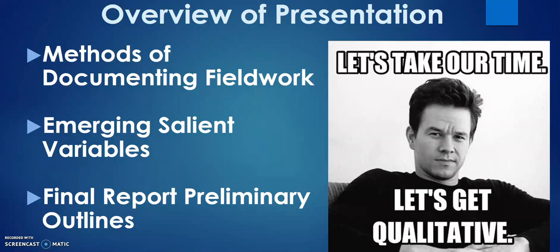The three main topics found in Chapter 6 include methods of documenting fieldwork, which is intended to help the researcher organize large amounts of data that is being collected, emerging salient variables, which is related to identifying and analyzing specific elements of the data, and final report preliminary outlines, which is useful for the researcher with understanding how continuous write-ups and examination of the data contributes to the overall study.